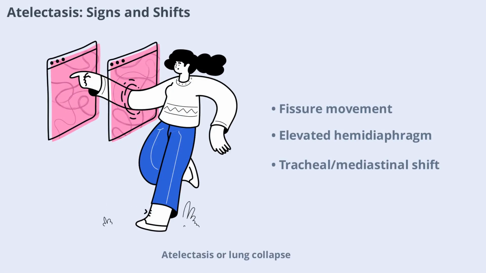Atelectasis, or lung collapse, causes soft tissue structures to shift toward the affected area. On X-ray, you may see the horizontal fissure move upward and the oblique fissures move downward. The hemidiaphragm on the affected side is elevated, and the trachea, mediastinum, or hilum may deviate toward the collapse. The collapsed lobe appears denser, while the remaining lung may show compensatory aeration. Recognizing these shifts is vital for diagnosing atelectasis.